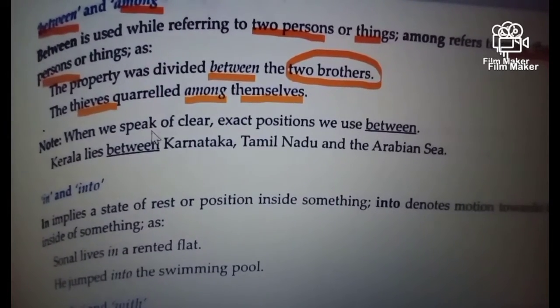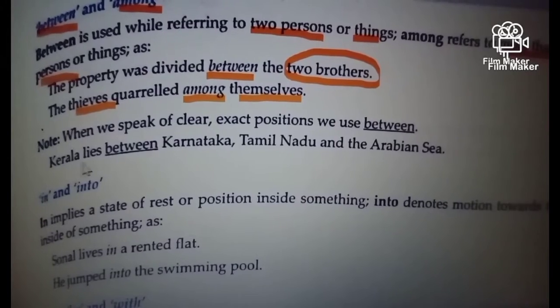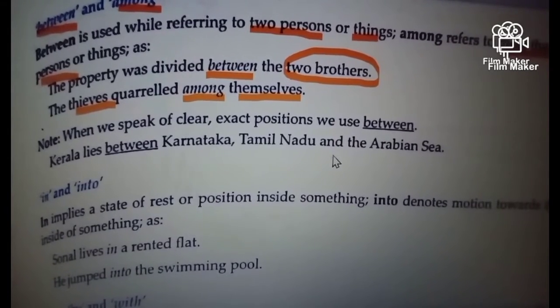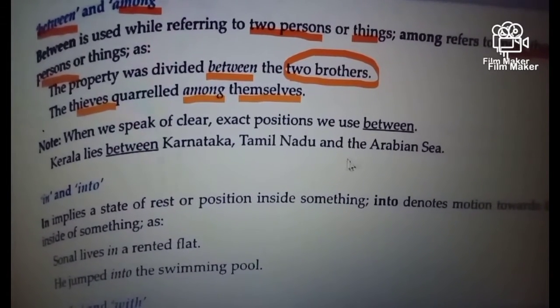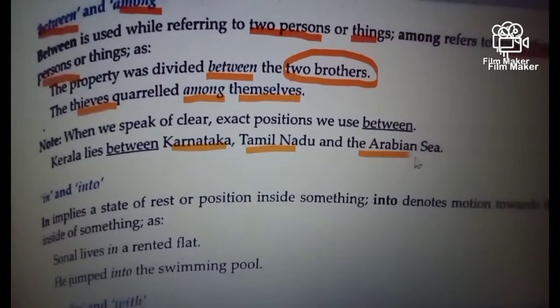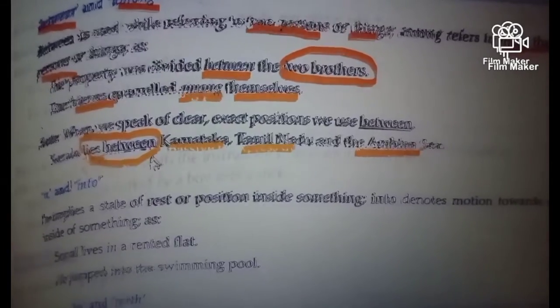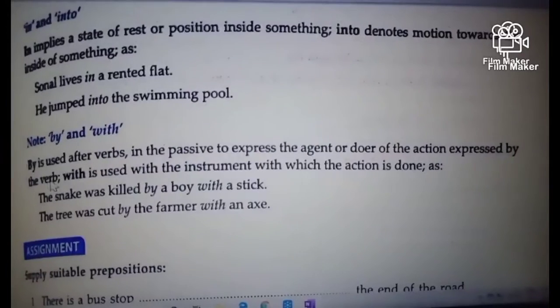Note, when we speak of clear, exact positions, we use between. Kerala lies between Karnataka, Tamil Nadu and the Arabian Sea. Now here you may feel that three things are used, but we know the exact location of Kerala between these three things. So in this case we can use between. Next, in and into.